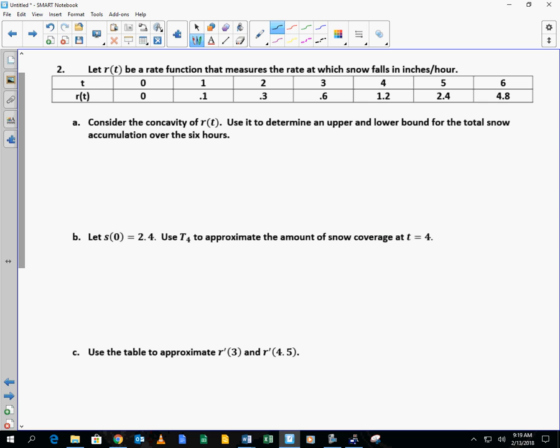Number 2, consider the concavity of R of T, a rate function that measures the rate at which snow falls in inches per hour. So we are given a rate function here. That's the first most important thing to notice.